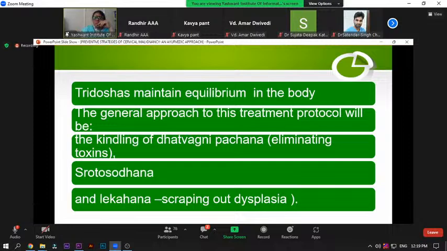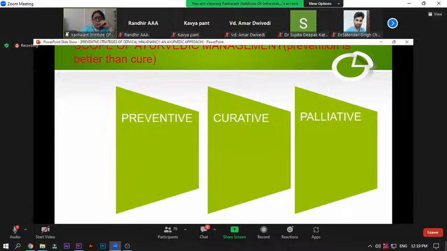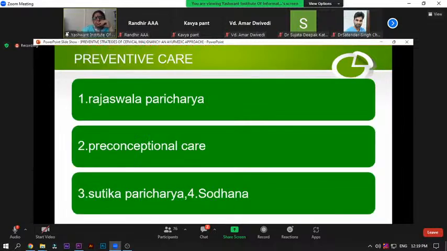The general approach to the treatment protocol will be kindling of Dhatvagni and Pachana, that is eliminating the toxins, Srotoshodhana, and Lekhana, scraping of the dysplasia in the local treatment. So this is the basis of the integrative approach. When you see this, what strategies can we apply? Preventive, curative and palliative.